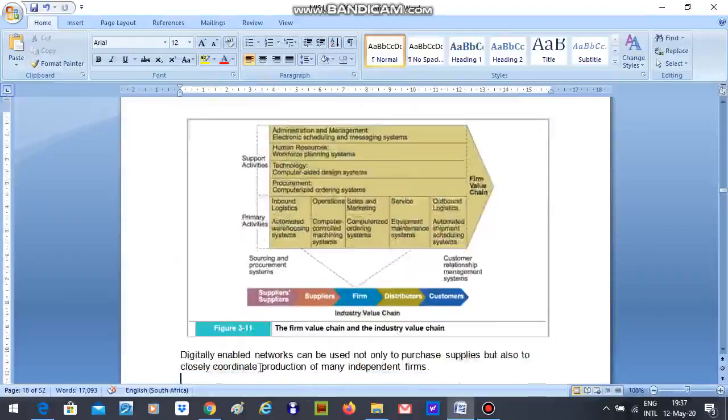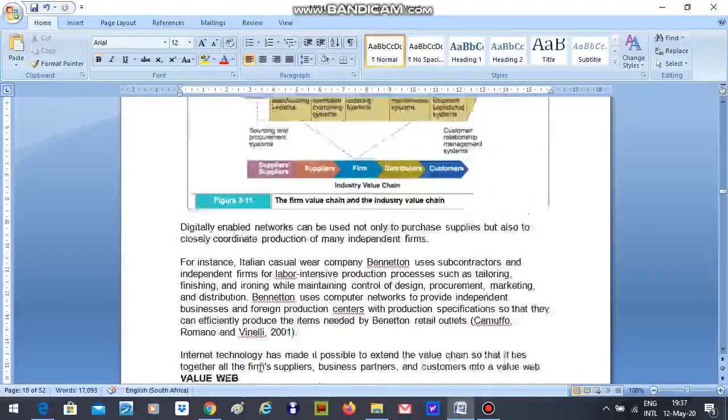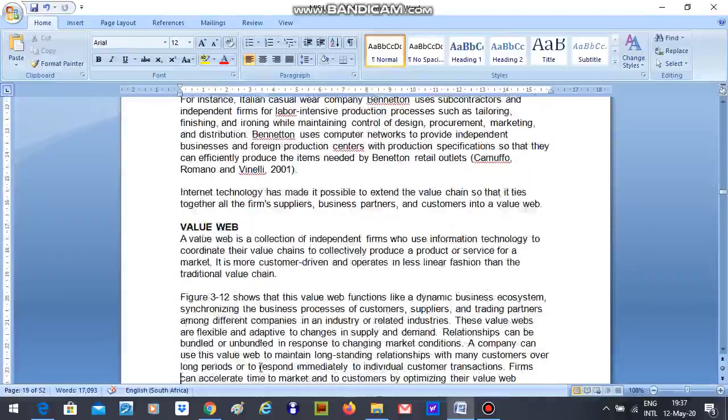And then we look at the value web. Value web is looking at putting together all the suppliers so that we are able to connect and link, and then it enables the businesses to work more efficiently with their value partners. So that is what the value web is about.